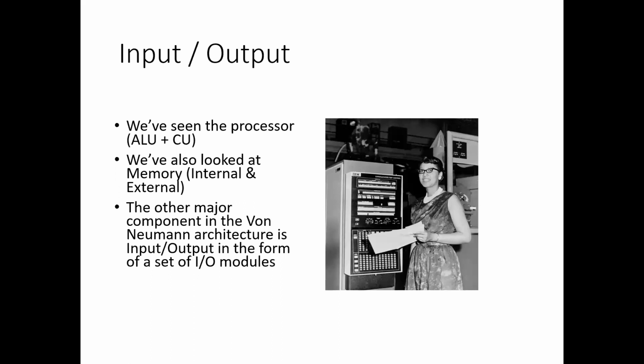And we've looked at the processor, which is the arithmetic logic unit combined with the control unit. We've also spent quite a bit of time looking at memory, both internal and external, cache memory, external memory, disk drives, etc. Even down to the level of the register. The other major component in the von Neumann architecture is input-output in the form of a set of I/O modules. And here we can see Katherine Johnson from NASA holding some output from that IBM machine there. I'm a big fan of history, so take a look back at the things that she accomplished if you are interested in the history of computers as well.